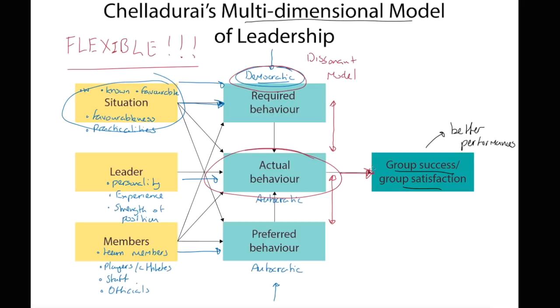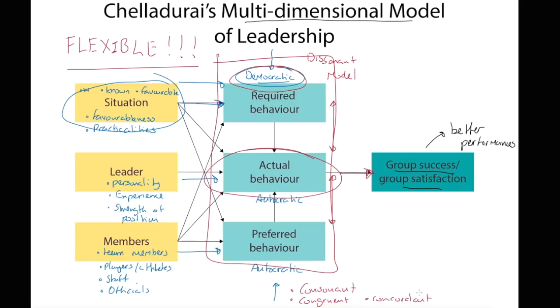Now, if we have all 3 of these the same, so the situation requires, let's say, democracy, the leader prefers a democratic style, and the members prefer a democratic style, we have some words that represent that. When they don't agree, it's dissonant. There are 3 words that I've seen this described as. One is consonant, which is not, in this case, those things that Rachel Riley puts up on Countdown. You can call it congruent, and you can call it concordant. All 3 of those basically mean agreement between those 3 elements.